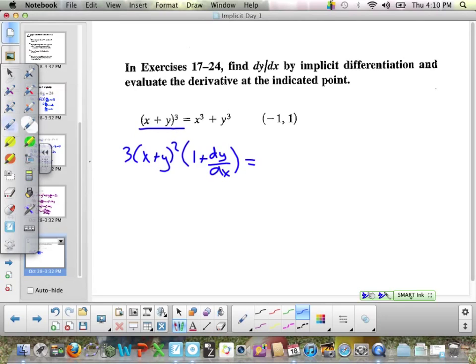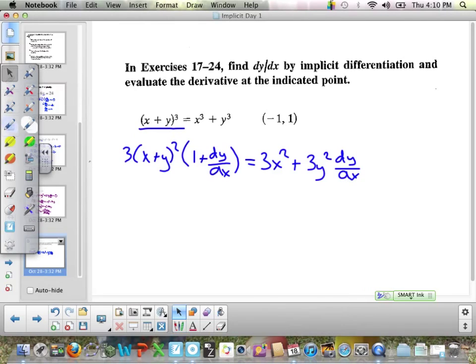Equals the derivative of x cubed with respect to x, which is 3x squared. The derivative of y cubed with respect to x is 3y squared, and then there's a function implied inside of the y, and that's dy/dx as the derivative of it. Okay? Now, traditionally we'd solve for dy/dx and then plug our points in. I like to plug the point in first. It gets rid of all the variables. So I will plug in negative 1 and 1.